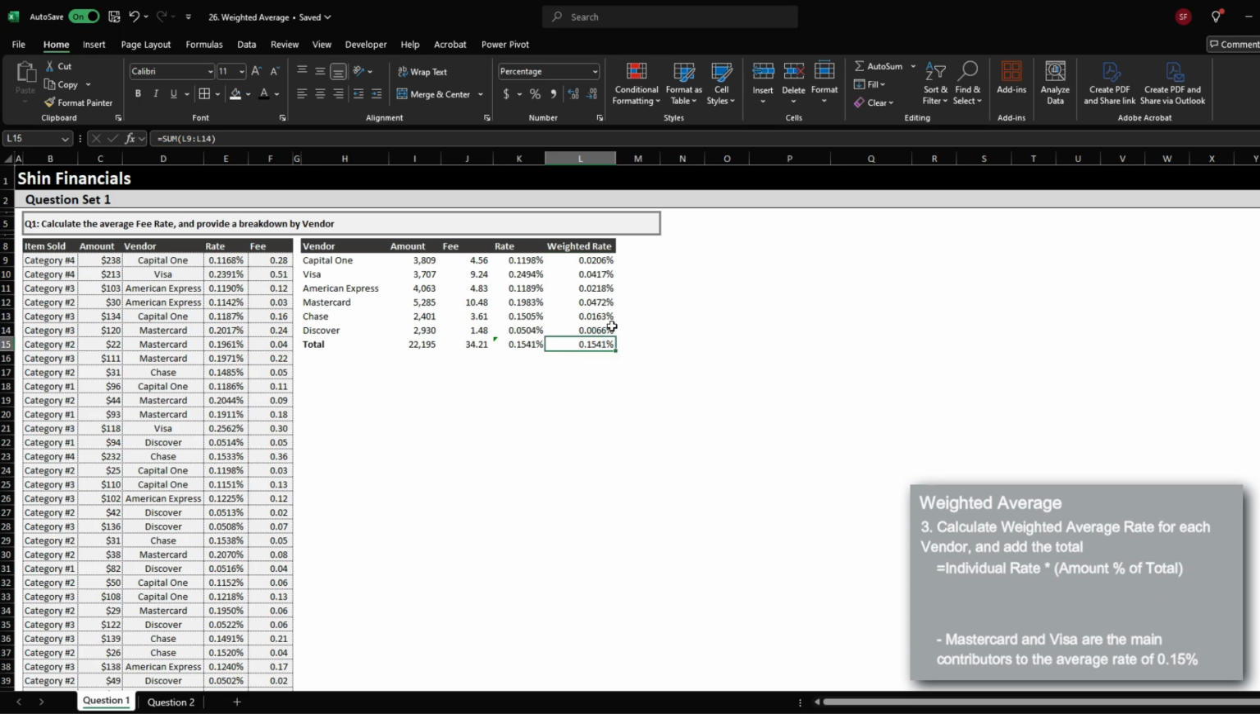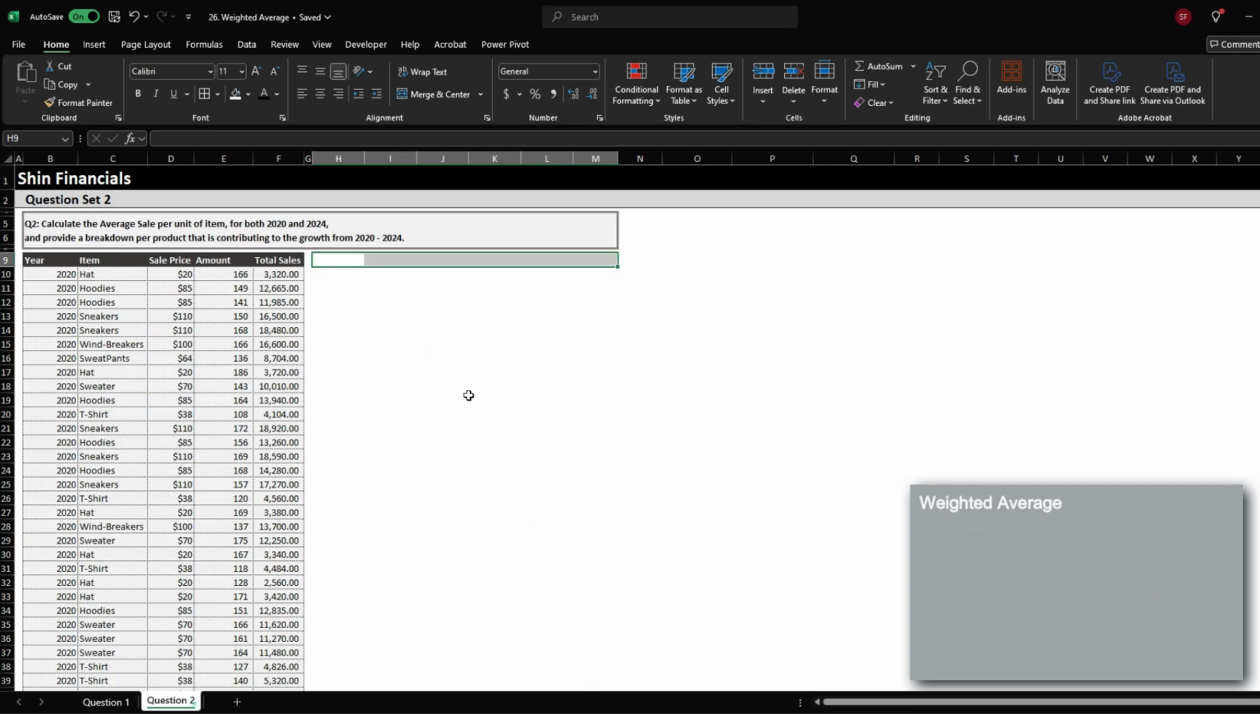So by calculating the weighted average of 0.1541%, and breaking it down by different components, we can more accurately identify different drivers to this average. Now let's move on to question 2, which is a bit more complicated.